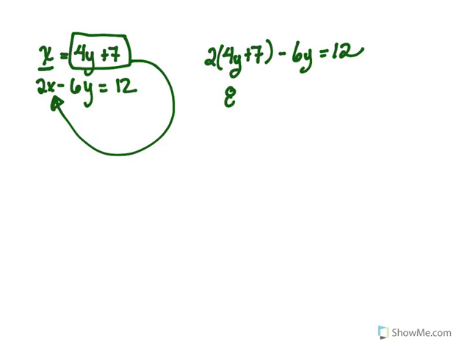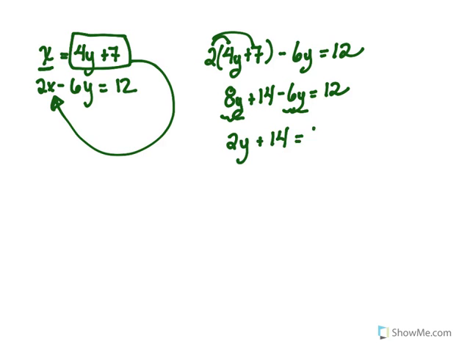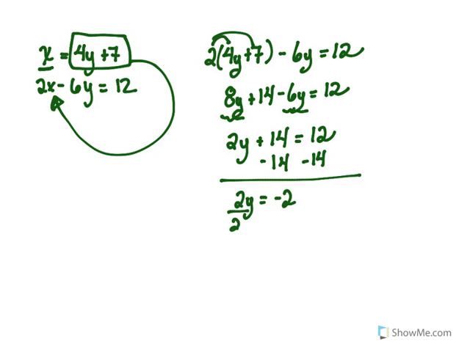So I've got 8y plus 14 minus 6y is equal to 12. So now that I have distributed right here, I want to combine like terms. So I have 8y and negative 6y right here. So that's 2y plus 14 is equal to 12. And I'm going to subtract 14 from each side. And I get 2y is equal to negative 2. And I divide by 2 on each side, so y is equal to negative 1.